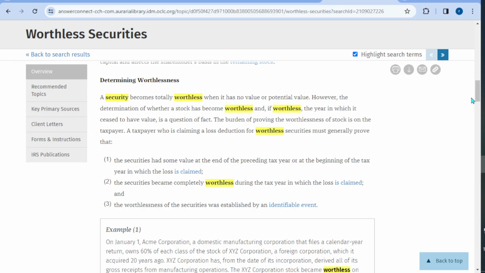A taxpayer who is claiming a loss deduction for worthless securities must generally prove three things. One, the security has some value at the end of the preceding tax year or at the beginning of the tax year in which the loss is claimed. Number 2, the security became completely worthless during the tax year in which the loss is claimed. And number 3, the worthlessness of the security was established by an identifiable event. So all 3 of these qualify, because we know that Bed Bath & Beyond had some value this year.